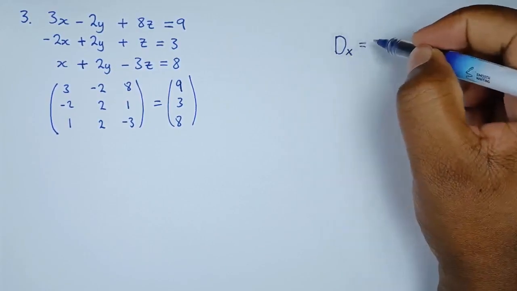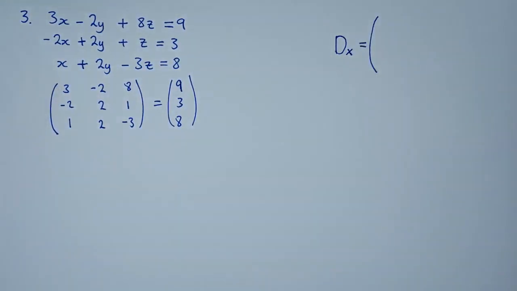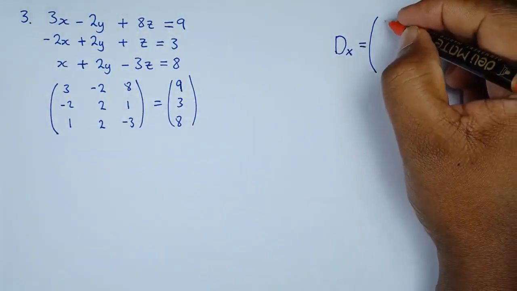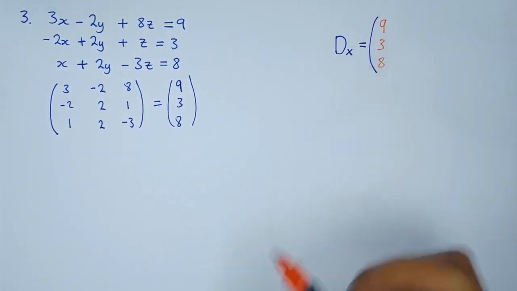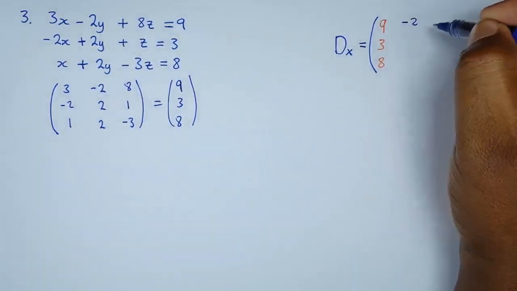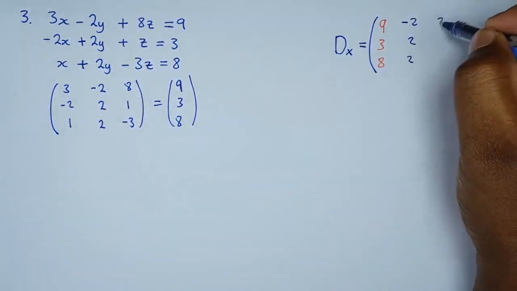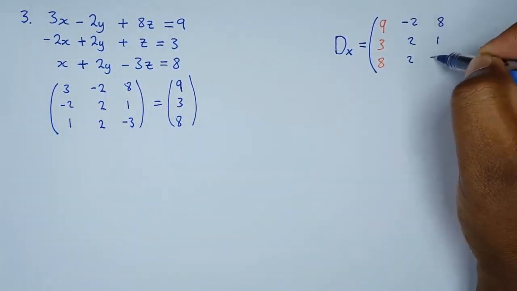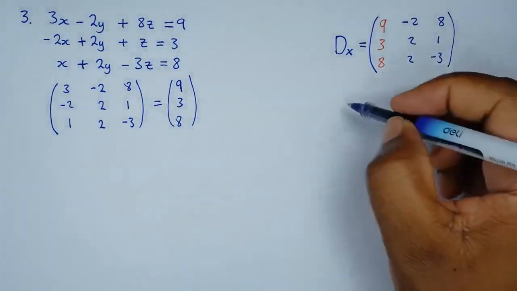Now remember, for dx we have to replace the coefficients of x with these values that we have here. So the coefficients of x in this case will become 9, 3, and 8. Then everything else as it is. So we have a negative 2 there, here we have a 2, here we have a 2 again, so 8, 1, negative 3. The next thing we're going to look at is dy.